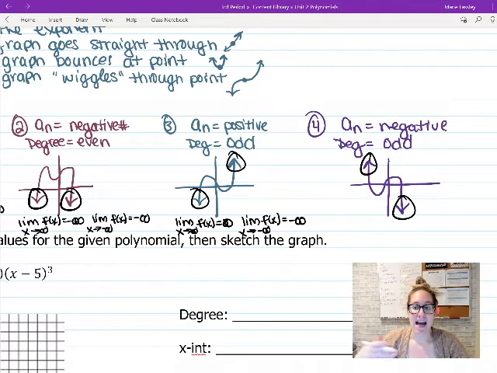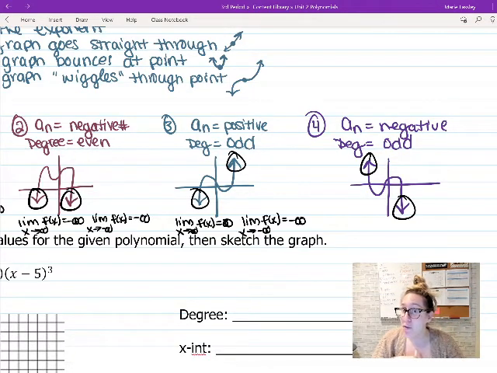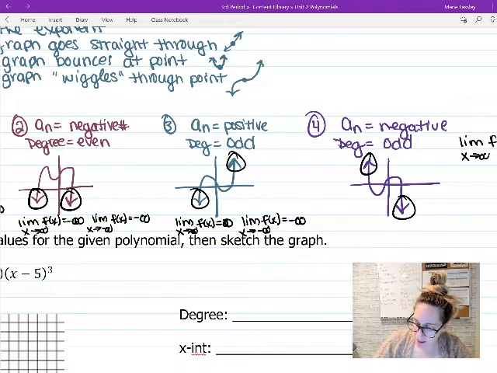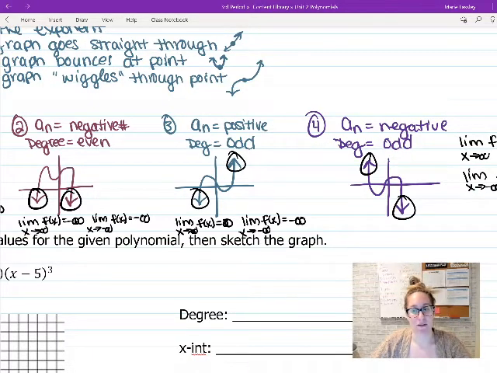All right, and when you look at it, they're going down as you move to the positive x's, and it's pointing up as you go towards the negative x's. That's because the leading coefficient is negative. All right, so the limit as x goes to infinity of f of x is negative infinity, and the limit as x goes to negative infinity of f of x is positive infinity.